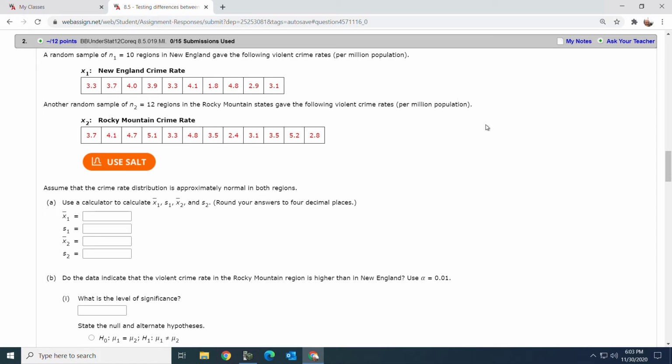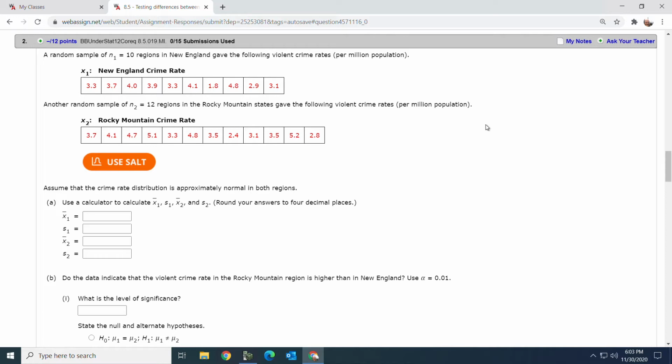Hey everybody, welcome back. This is problem 2 in the last homework assignment. In the first example, we use a TI-84 to conduct a two-sample z-test. We knew the population deviations for each group, and we were told that they were normally distributed. In this problem number 2, we will not know the population deviations, but that's good. That expands our knowledge base. So let's jump right into it.